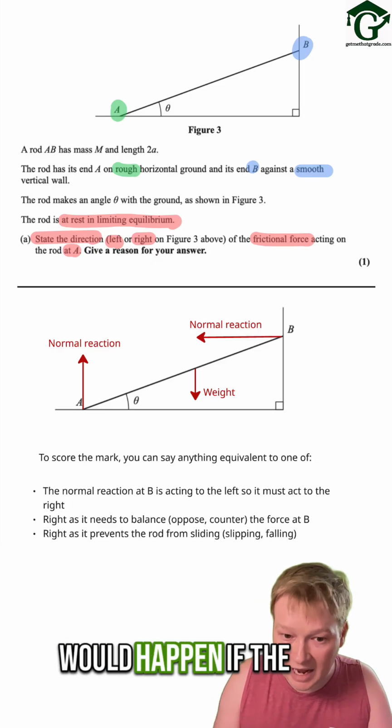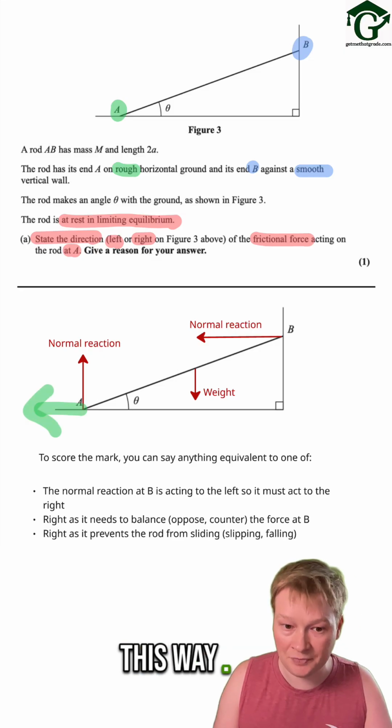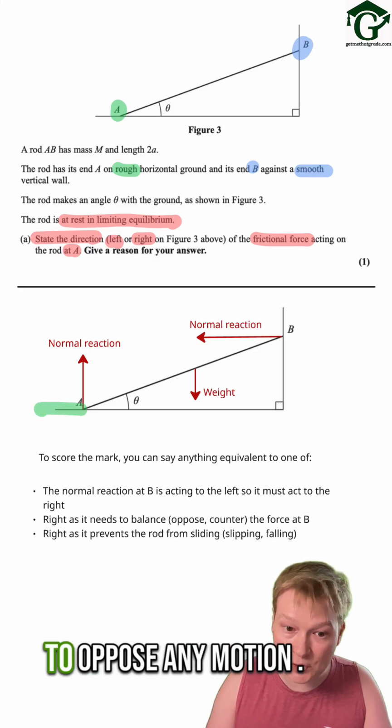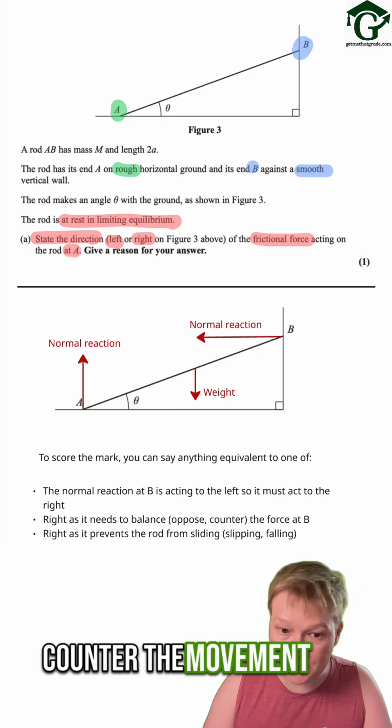Think about what would happen if the rod started to slip. It would want to slip this way. So friction always acts to oppose any motion. Friction would act towards the right to counter the movement towards the left.